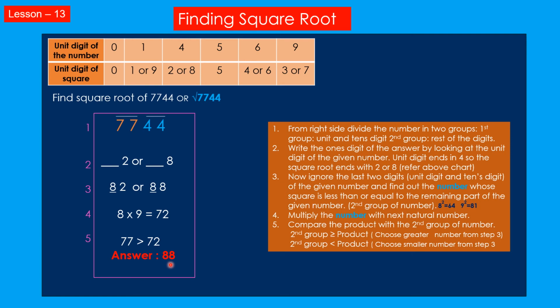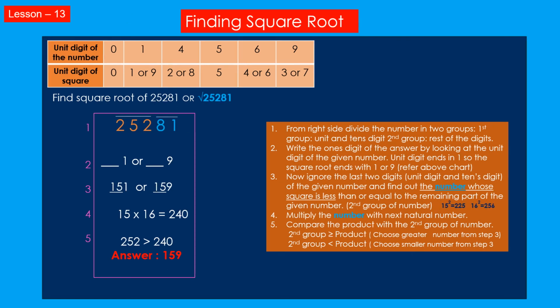We will take another example. Find the square root of 25281. The first step, you divide the number from the right side. So here the first group is 81 and 252 is the other group. So you divided the number into two groups.